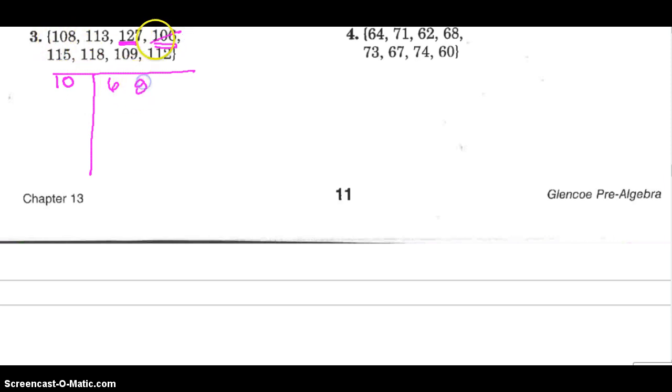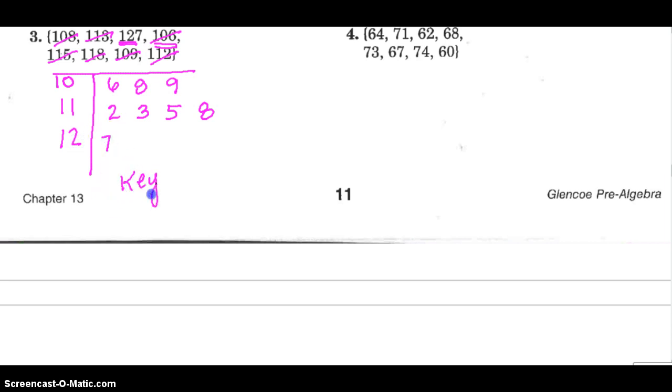Then we have 108, so it's 106, 108, 109. I'm trying to order them so I don't have to go back and do it twice. Then we jump up to the 11, so we have 112 comes next, 113, 115, and 118. So mark those off so we know we took care of those. And then our last number was the highest number, 127.